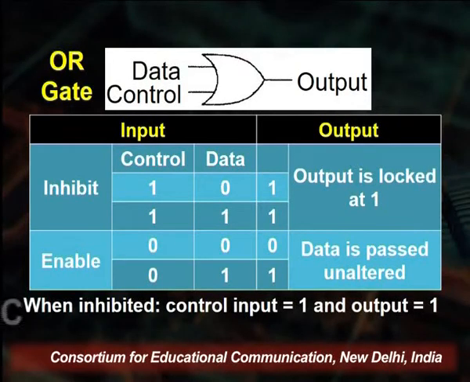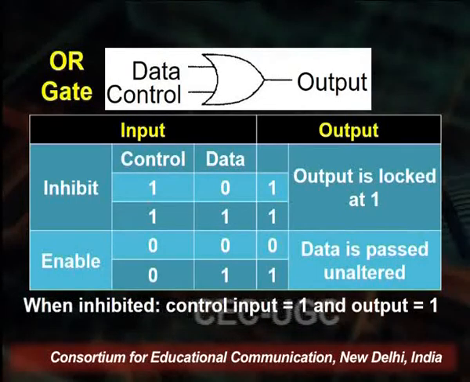In this case, again, we have the four combinations of data and control: 00, 01, 10, 11. As long as the control is 0 and we have data as 0 or 1, the output represents the data. That is, in the enabled condition, if we have control 0, data 0, output is 0. If control is 0, data is 1, output is 1. Hence, data passes from the input to the output unaltered.